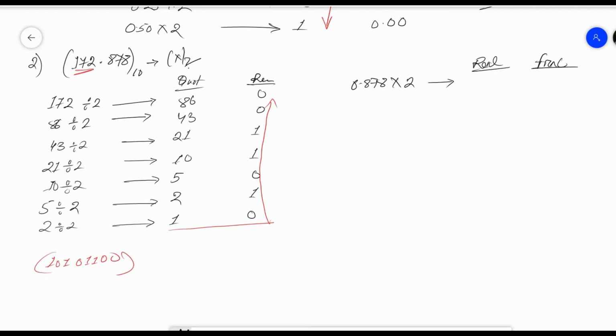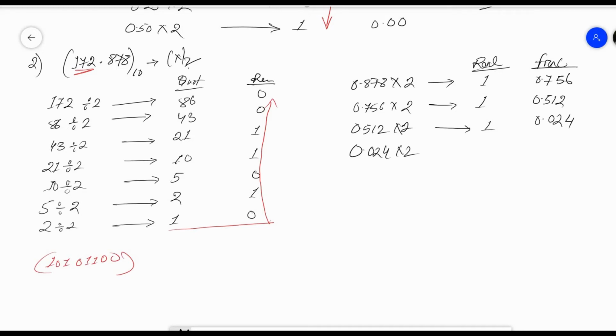So 0.878 into 2, we get 1.756, and then we again take the fraction part, 0.756 into 2, so we have 1.512. We again take the fraction part, 0.512, and multiply with 2, and we end up with 1.024, and we try again into 2, and we have 0.48.